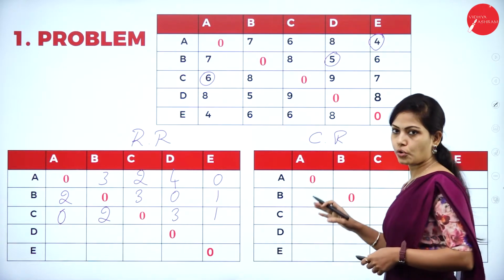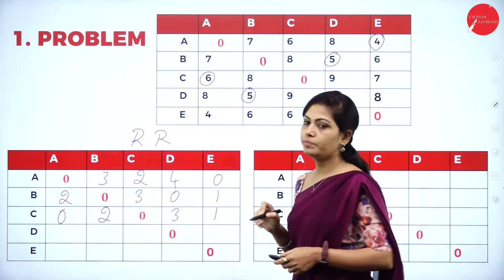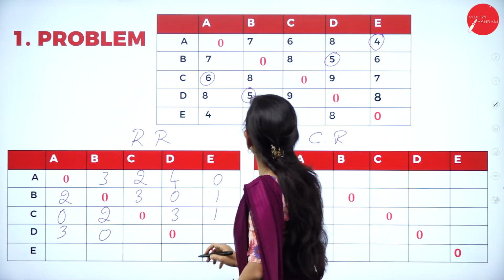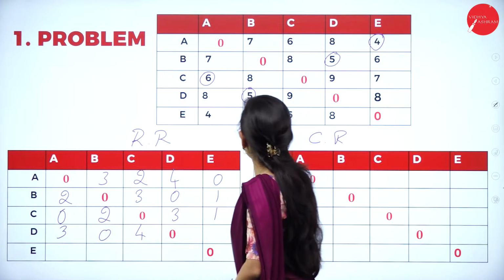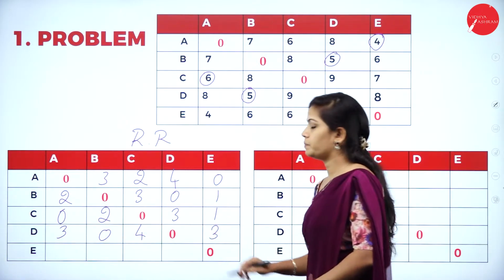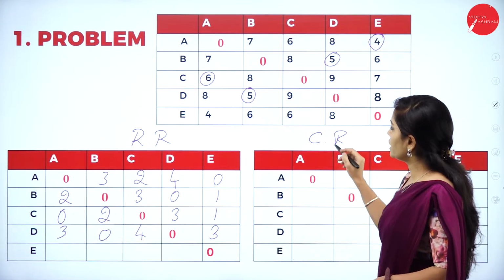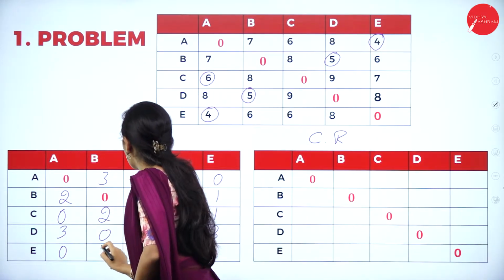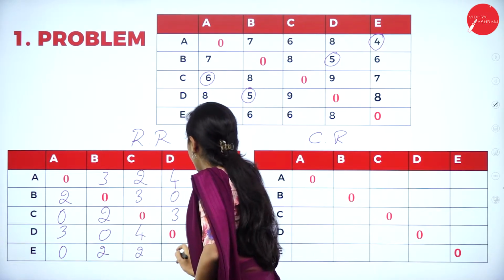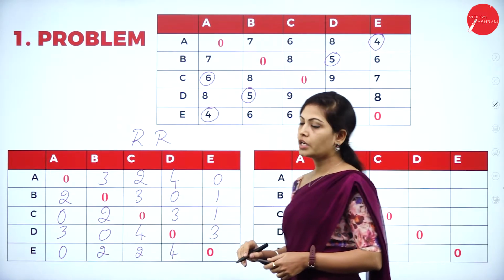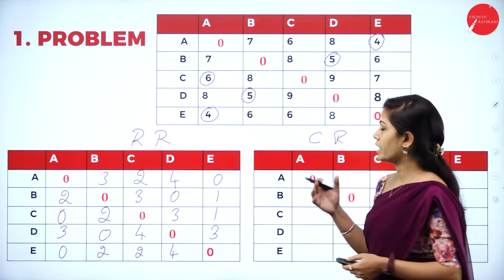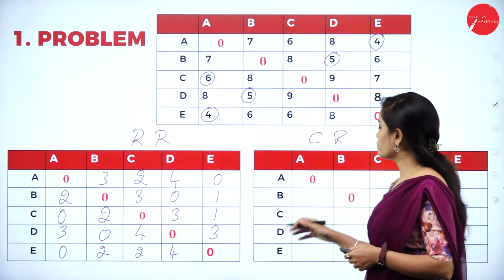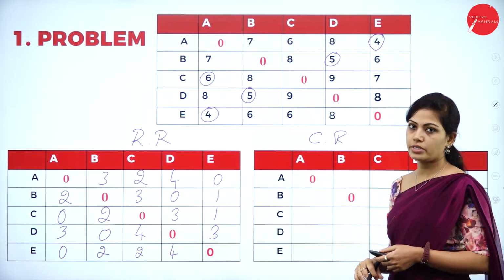In the fourth row, the least value is 5. Subtract it from the other values: 8 minus 5, 5 minus 5 is 0, and 9 minus 5, 8 minus 5 is 3. In the last row, the least value is 4, giving 0, 2, 2, and 8 minus 4 is 4. So now the row reduction has finished. The next step is column reduction. With the help of these row reduction matrix values, we can find the column reduction matrix values.